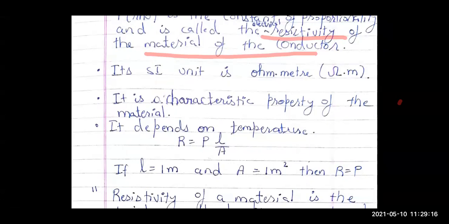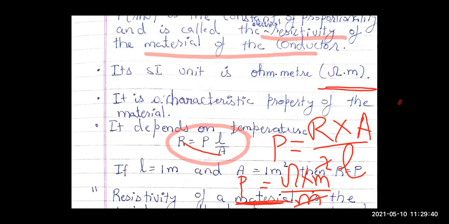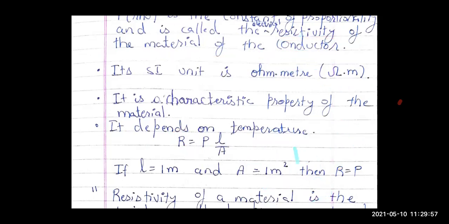So from that equation, if I make rho or P the subject of the formula, I can write P equals A will go in multiplication with R and L will come in division. So we know the SI unit of R is ohm. SI unit of area is meter square. SI unit of length is meter. Meter cancels. Your unit for electrical resistivity is ohm meter. Right? It is the characteristic property of the material, meaning it is a property of the material. It depends upon the material, right? It depends upon one more thing, that is temperature. So children, resistivity is the property of the material and it depends upon the temperature.